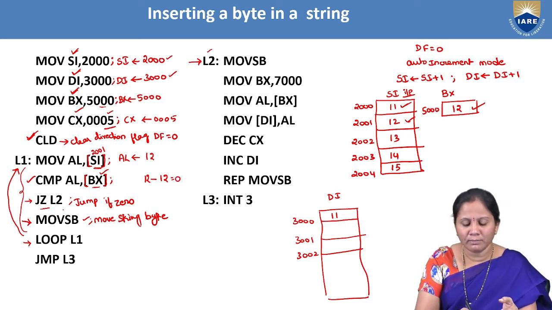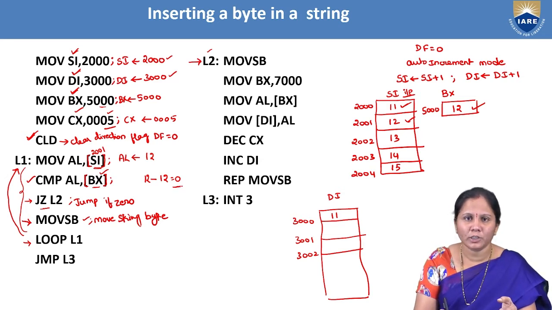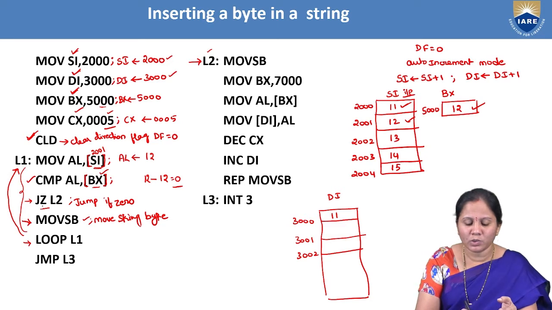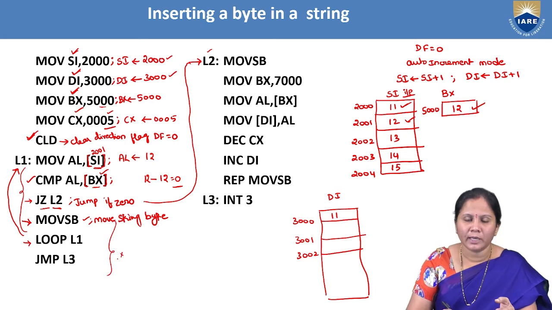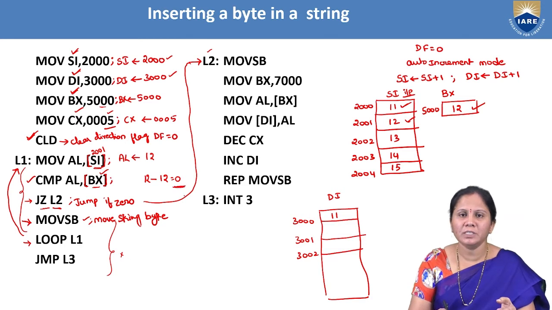Here the next instruction is JZ L2, jump if 0. Yes, in this case the result is 0. Then it goes to the label L2. So the control from here directly moves to the label L2, and these instructions will not be executed. The control directly goes to the label L2 once the comparison operation result is 0.